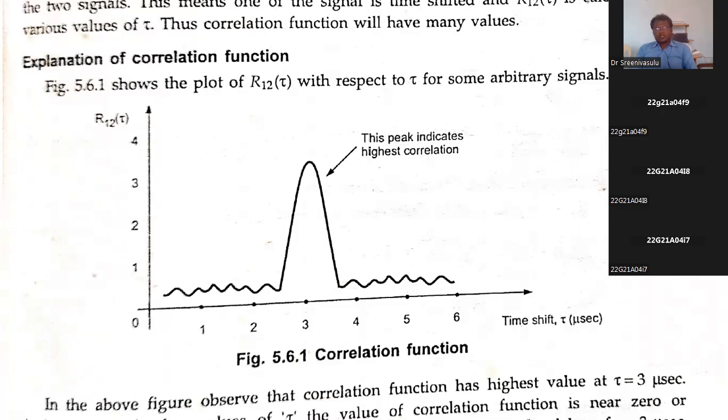At tau is equal to 3, there is the highest value. So what does it mean? Whenever we compare the two signals at tau is equal to 1, 2, 3, 4, 5, 6 like that, except 3, all the remaining values are almost nearer to 0.